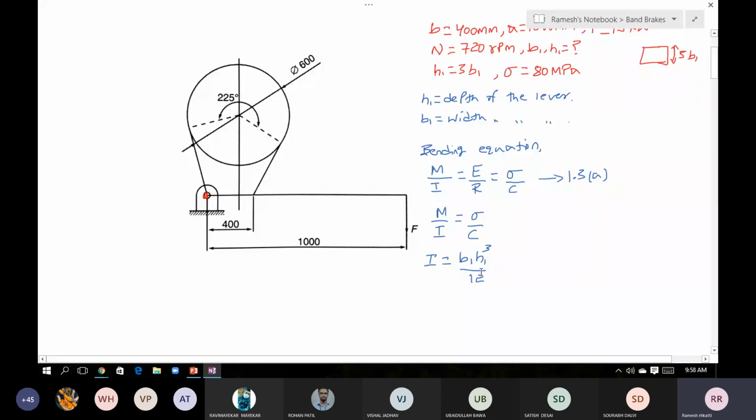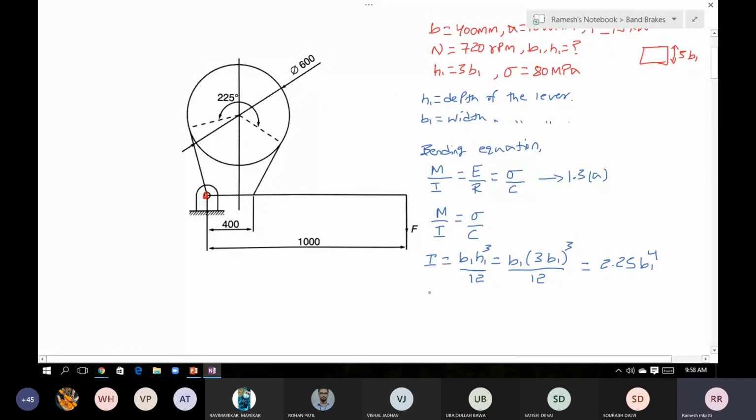Now see the given data. H1 is given as 3 times B1. Substitute the value. It is equal to B1 times (3B1) cube divided by 12. This will be 3 cube divided by 12. After simplification, it will be 2.25 B1 cube into B1, which is 2.25 B1 raised to 4. This is the moment of inertia.